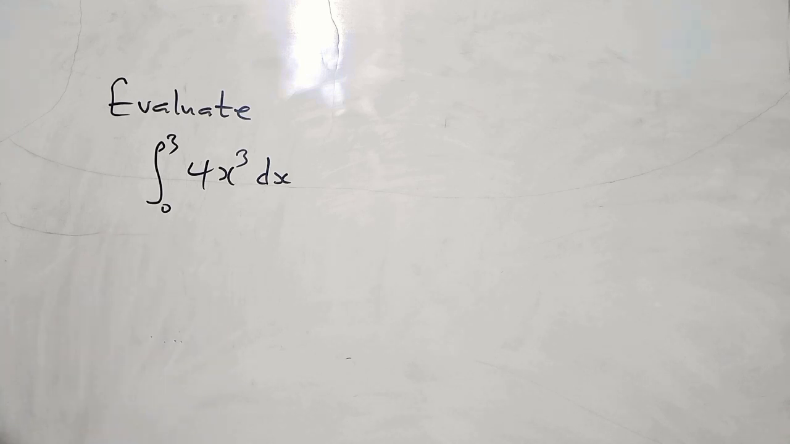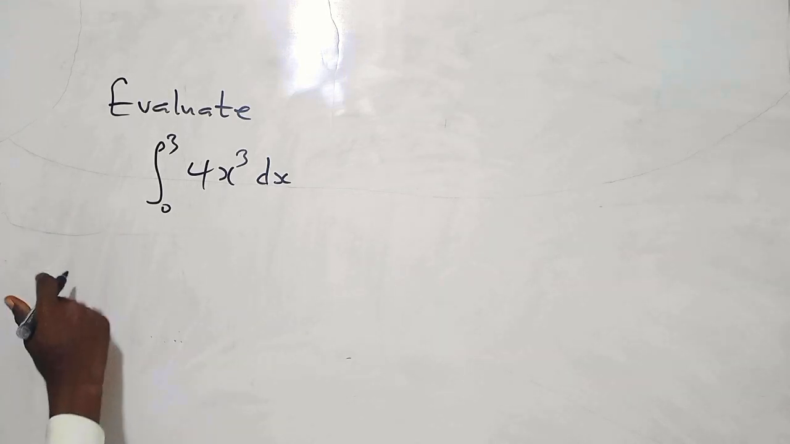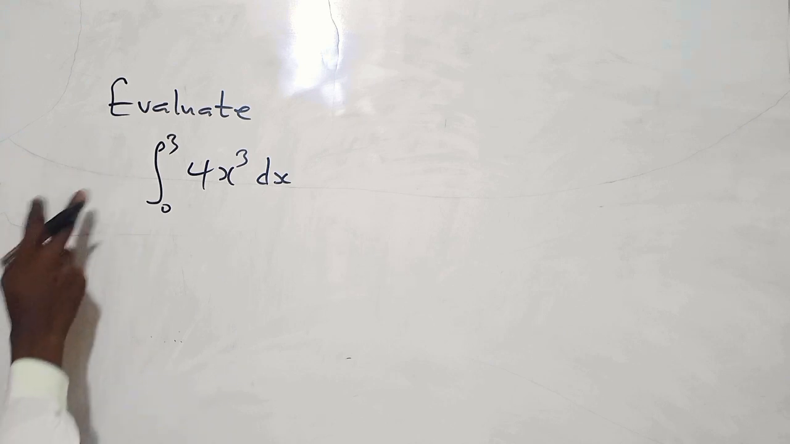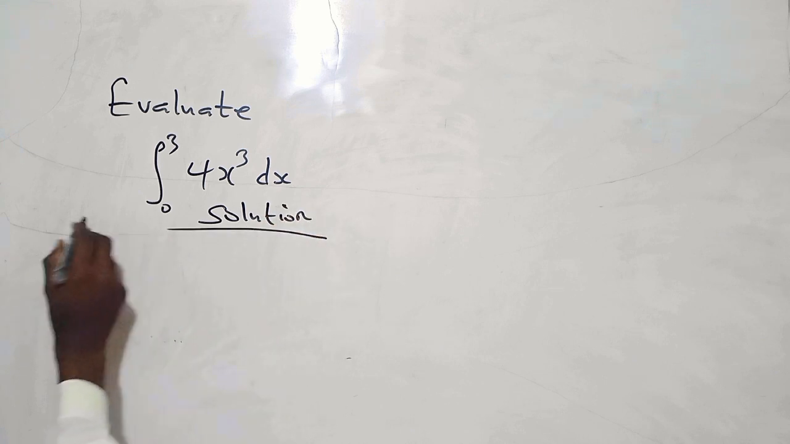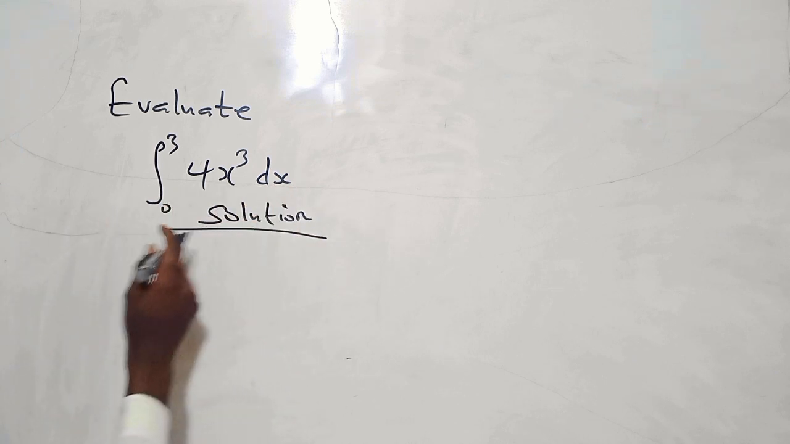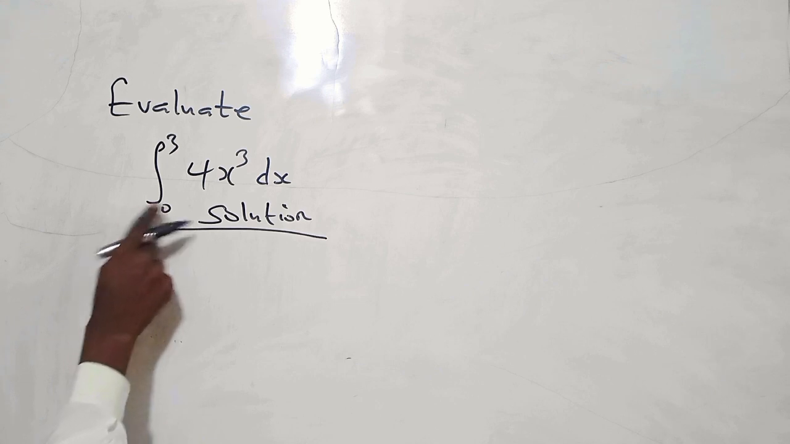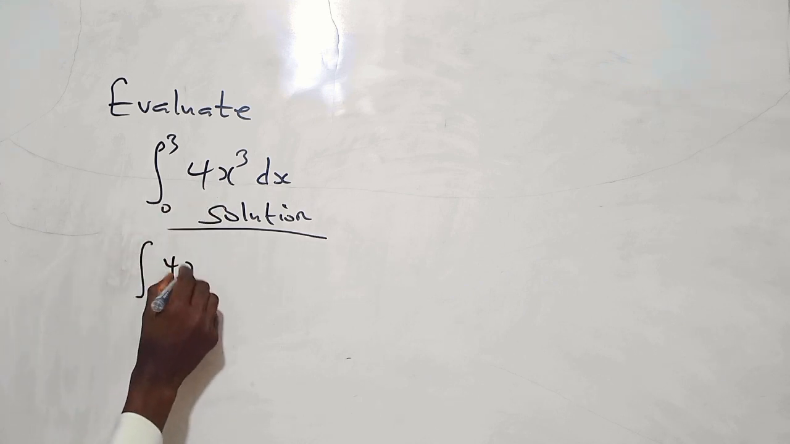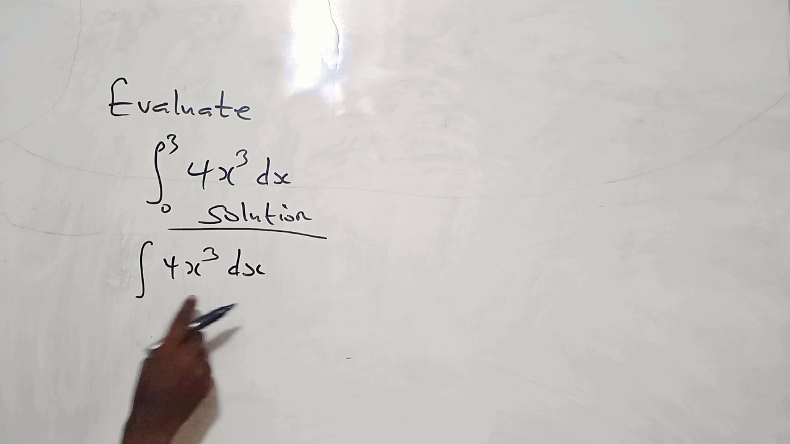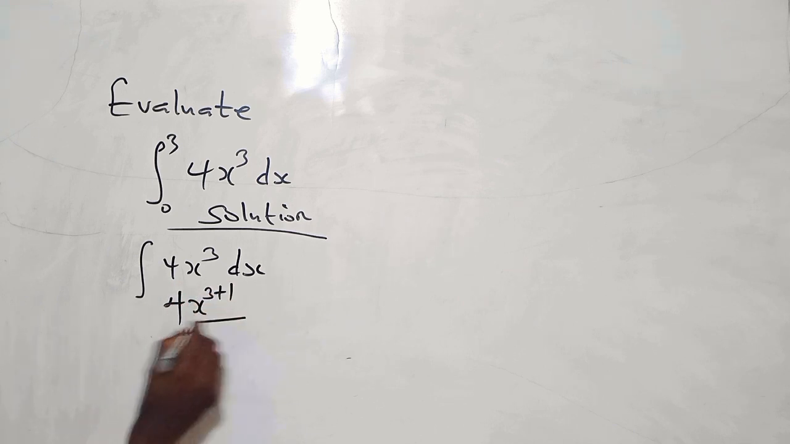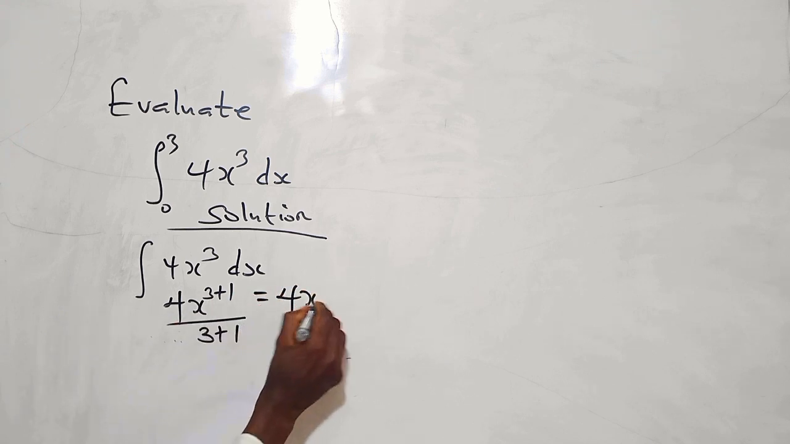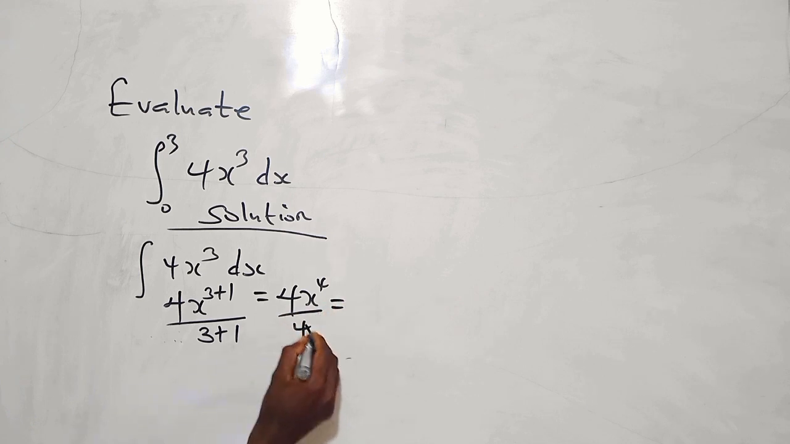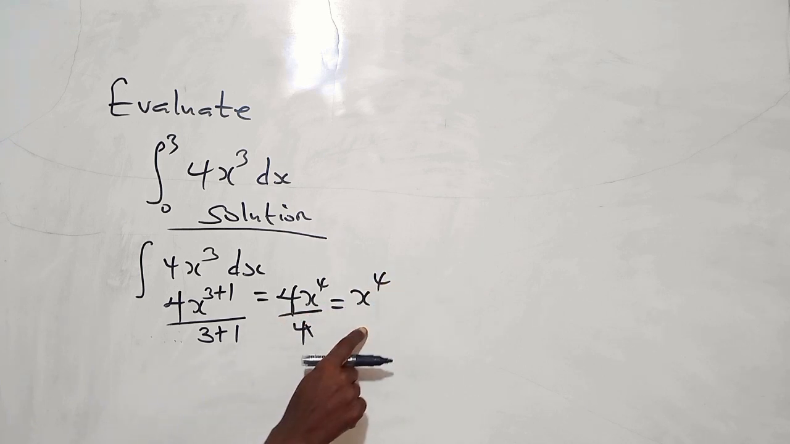Evaluate this integral. This is a definite integral because we have the limits of integration, the upper limit and the lower limit. So how do we go about this? Solution. We integrate with respect to x. It is the integral of 4x to power 3 dx. We have 4 into x to power 3 plus 1 over 3 plus 1, which gives 4 into x to power 4 over 4. Simplifying, we have x to power 4.